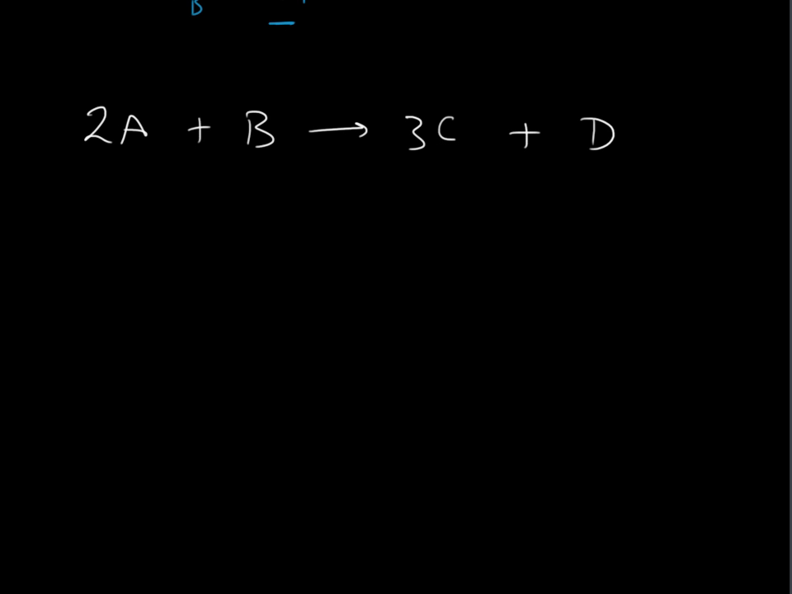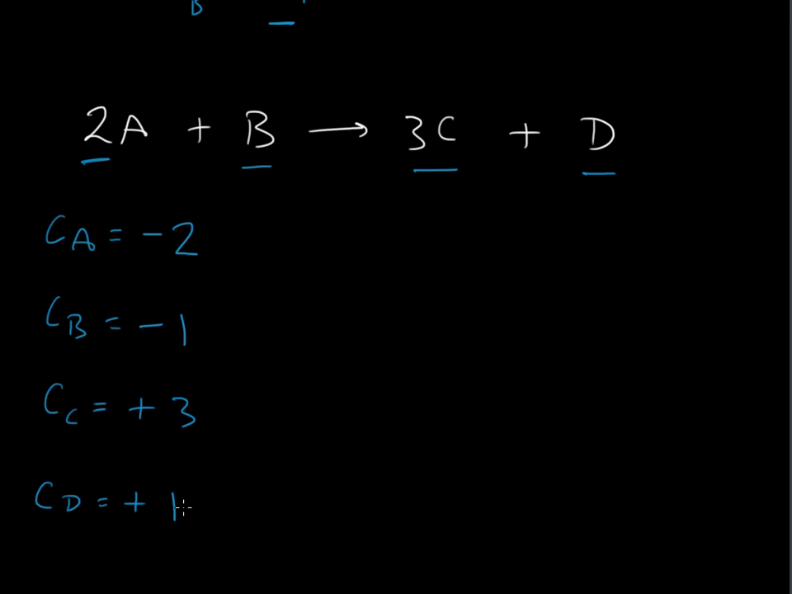Now since there are 4 species, there will actually be 4 stoichiometric coefficients, which I'll just list down here. And remember, the rule is that for all reactants, which is A and B, they have to be negative, and for all products they have to be positive, and then we just follow each one with the stoichiometric amount. So the stoichiometric amount for A is 2, for B is 1, for C is 3, and for D is 1. And those are the stoichiometric coefficients.